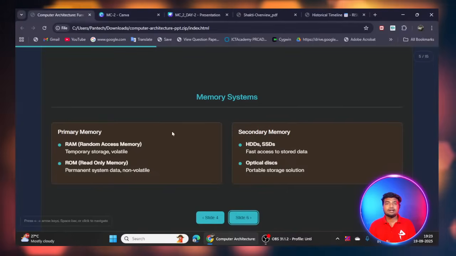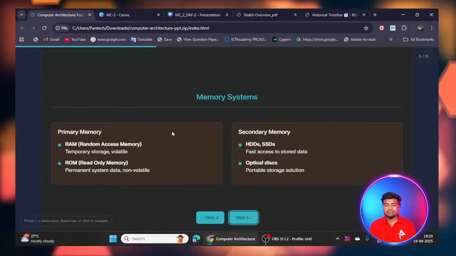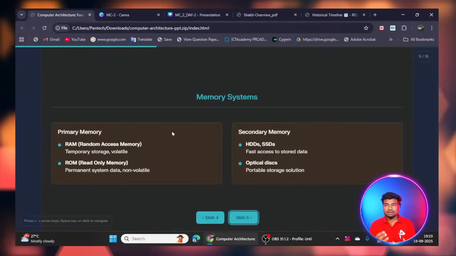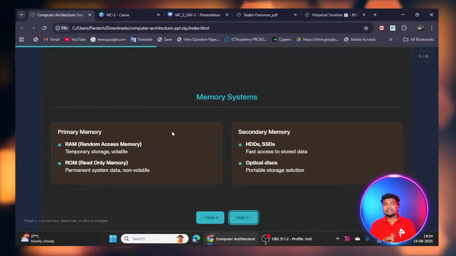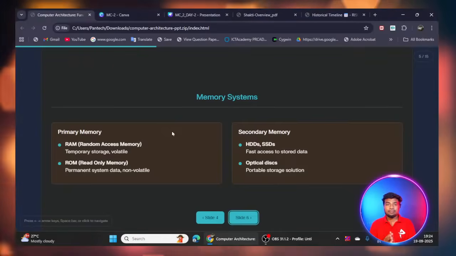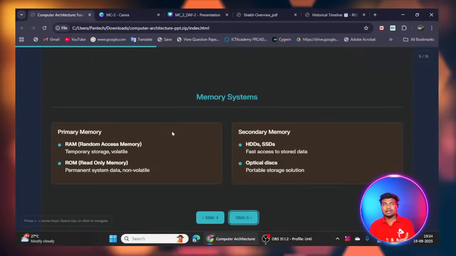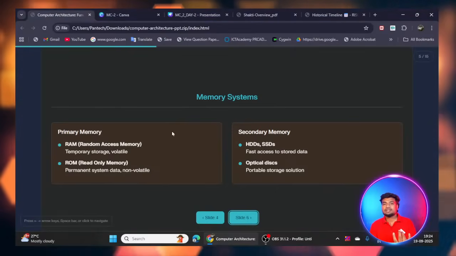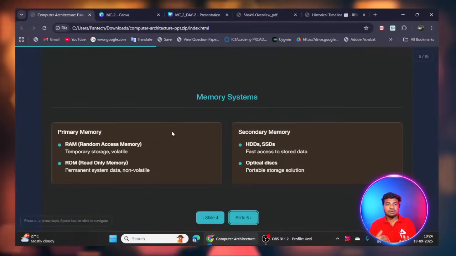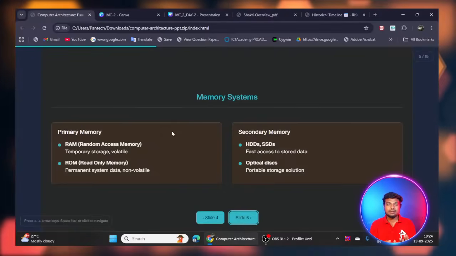Why are we calling it secondary memory? Because the processor won't need data from the secondary memory very much. The processor will need the data from primary memory only, because we store the instruction data only in primary memory, not in secondary memory. Inside the CPU, our registers come under the primary memory itself. It's a kind of temporary memory inside the chip.